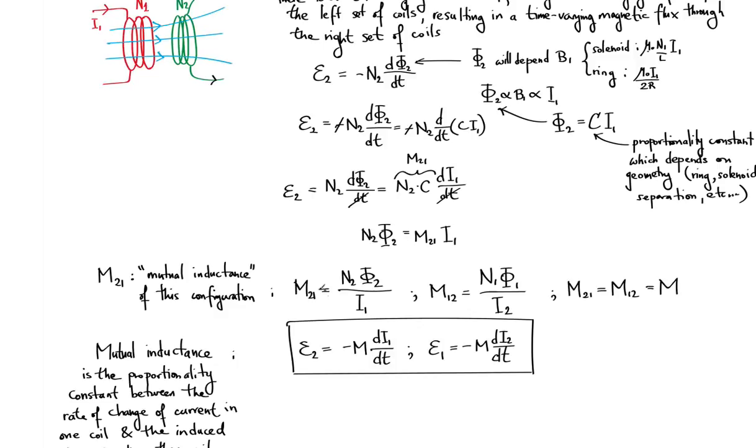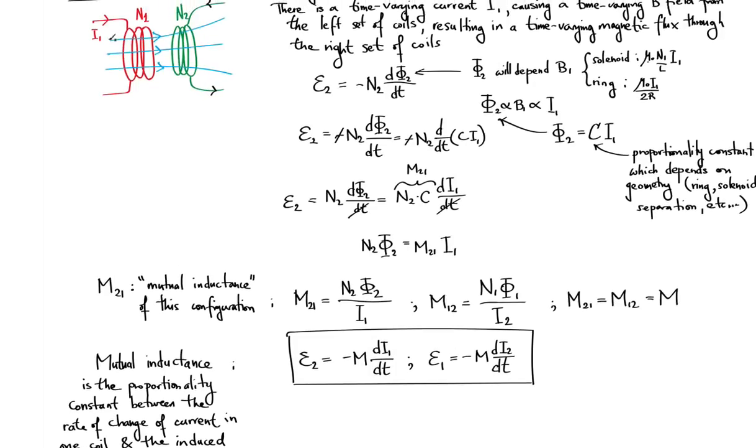And again, you can calculate it like this. If I have some number of loops here, I calculate the magnetic field generated by this loop, and I calculate the flux through, let's say, one of these loops here, that's phi 2, and I divide this by the current, right? Because the magnetic field generated by this loop will always be proportional to that current. So dividing by I1 or I2 takes that proportionality constant away.